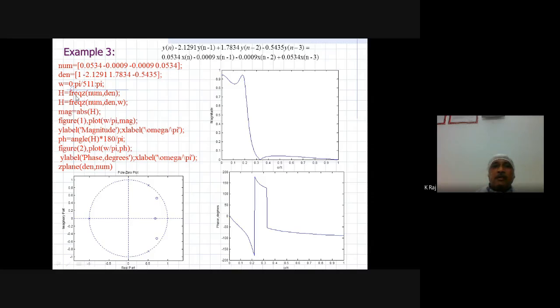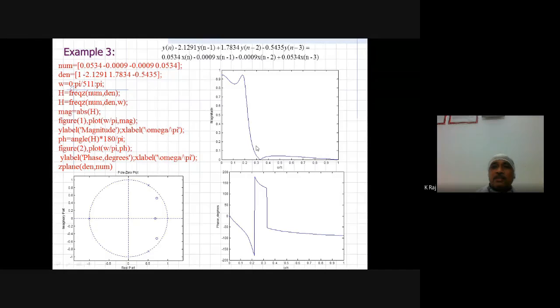And how will this be described? Initially, we have to utilize the polynomials, numerator and denominator. So here we will get FREQZ, and the range of the frequency will be defined by W. And in order to get the amplitude response, initially we have to consider the absolute of this H. And figure 1 will describe the plot for the magnitude response, and on the Y label we will write the magnitude, on the X label we will write omega by pi.